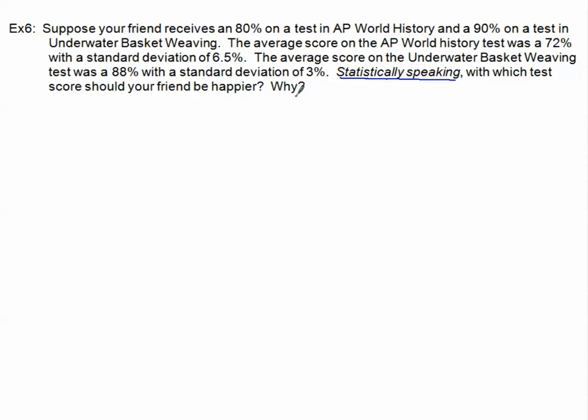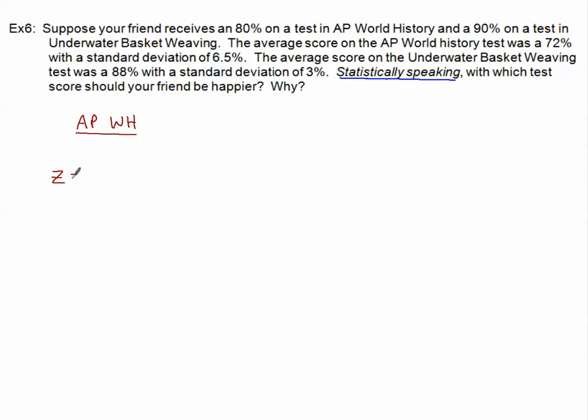So these are two different classes, clearly. One is an AP World History class, and the other one is a fictitious class that I just made up, Underwater Basket Weaving. They are completely different classes, but we're able to compare these two classes if we can standardize things and look at Z-scores. So what I'd like to do is look at the Z-score for the AP World History. So I'll put AP World History stuff over here.